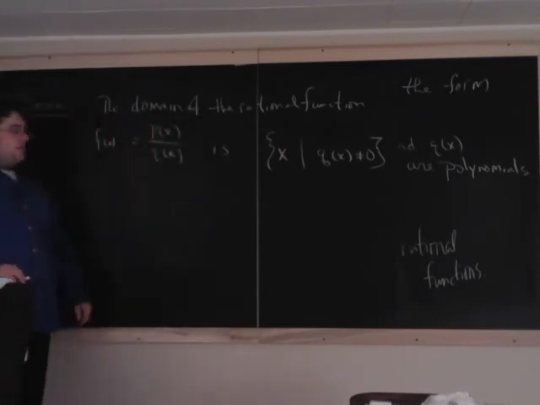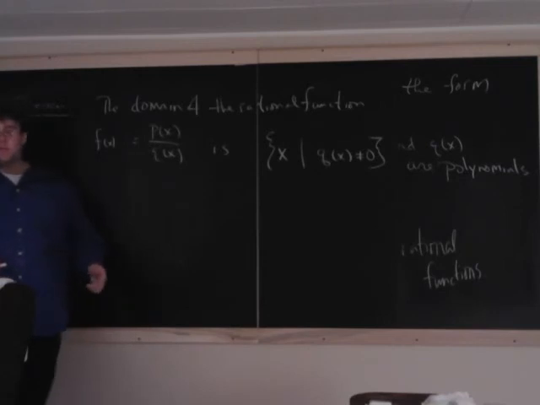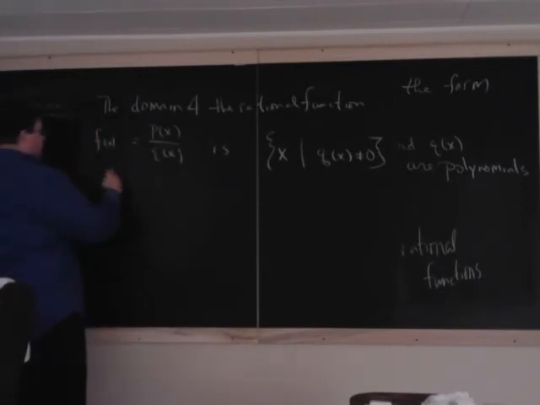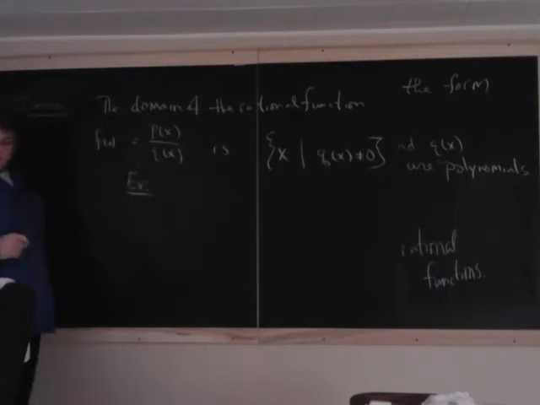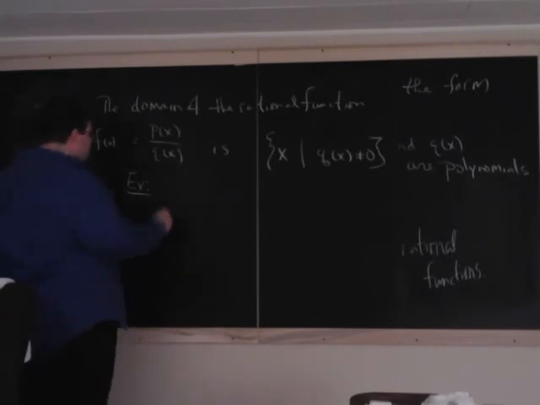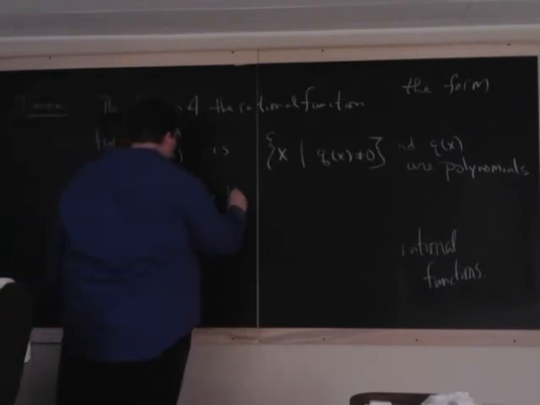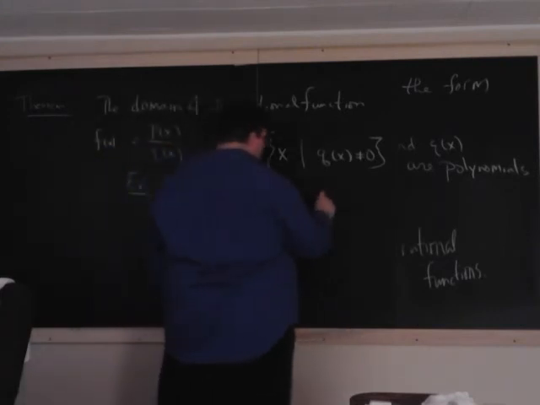So anything you can put into this must satisfy that the denominator is not 0. The numerator can be 0, that's okay. But what's bad is if the denominator is 0, because we can't divide by 0. So let's look at an example. Find the domain of this function.